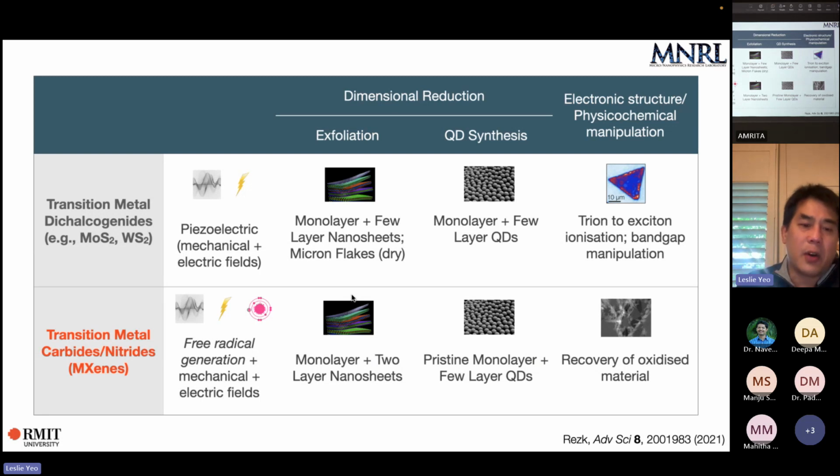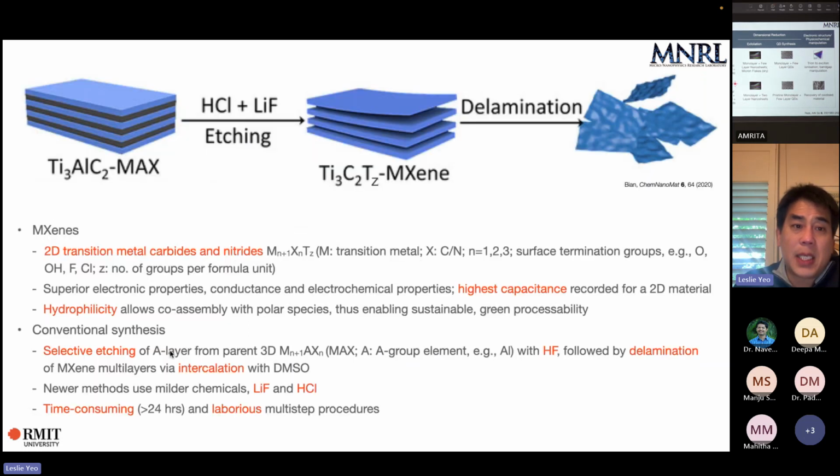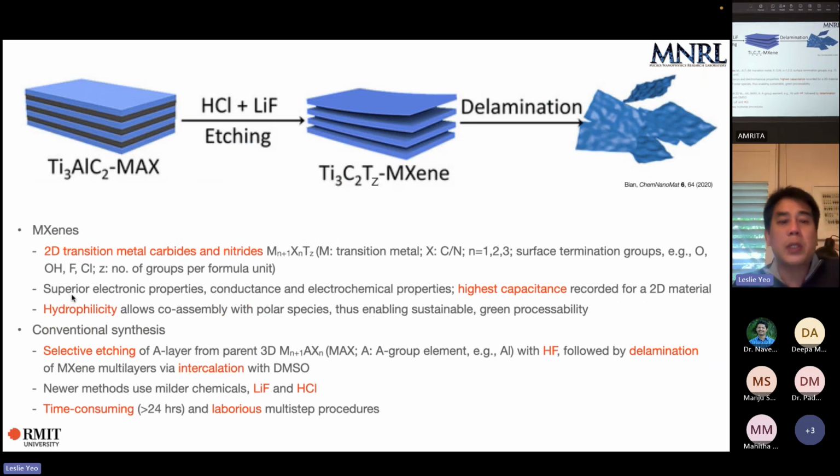The other thing I wanted to say very briefly is we can also do exfoliation for MXenes, right? So MXenes, some of you will know, they're 2D transition metal carbides and nitrides. This is the chemical formula for them. They're very, very hot at the moment because they have very good electronic properties and the highest capacitance for a 2D material. So it's a material that's receiving a lot of interest at the moment.